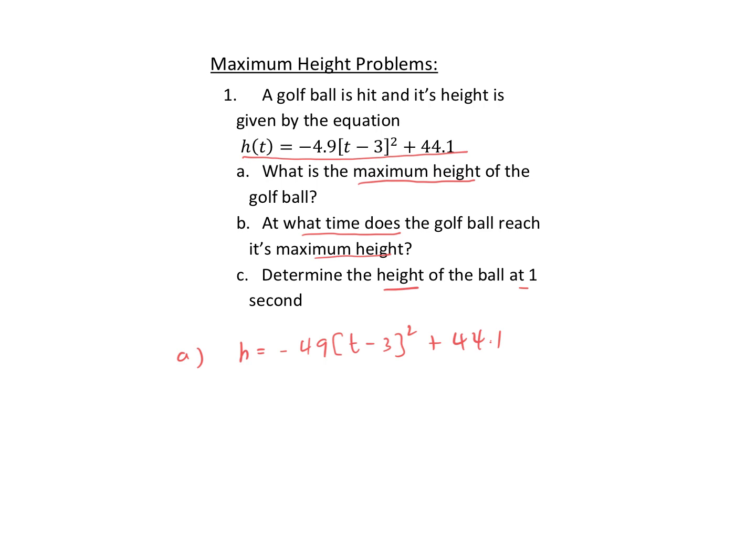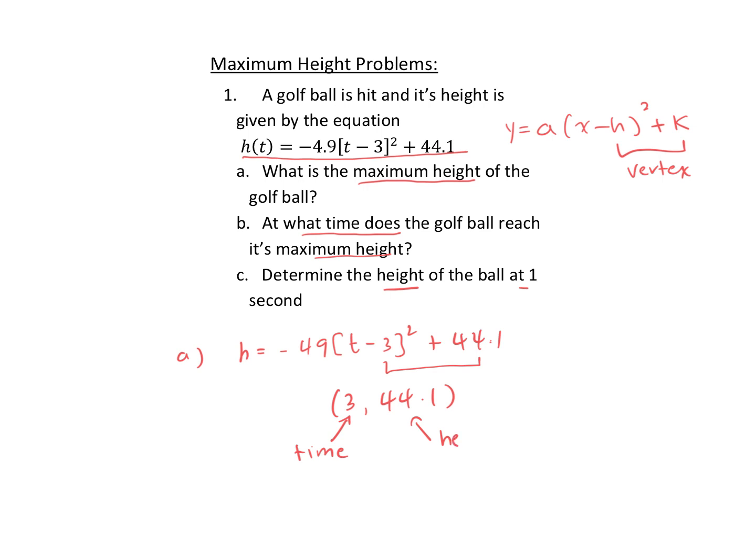All right, so remember vertex form is the stretch. You've got your horizontal shift to the right or left, and you've got your vertical shift up and down. So (h, k) is the vertex. So in this case, the vertex is (3, 44.1). So what does each number represent? Well, the first number is the x, or in this case t, which is time. And the second number, k, is the height. So the maximum height is 44.1 meters, which occurs at a time of 3 seconds.